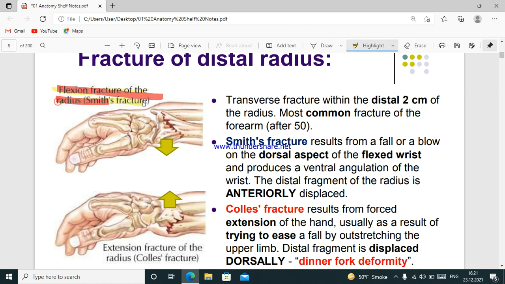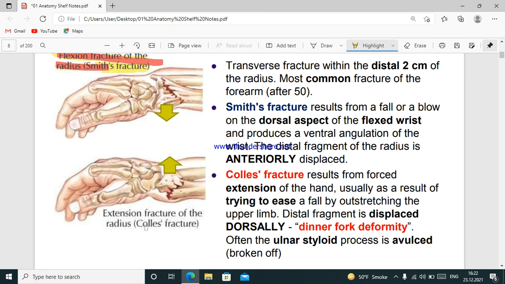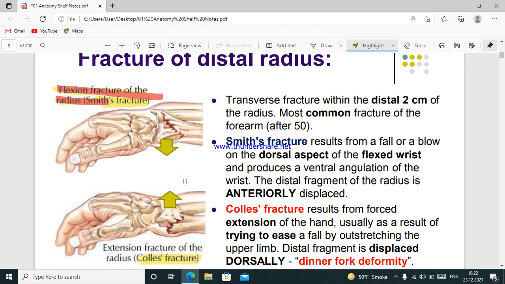We have the flexion fracture of the radius, which is called Smith fracture. Smith fracture is an inward fracture. And this is the Colles fracture, the extension fracture of the radius. This is outward and this is inward, as the name indicates.